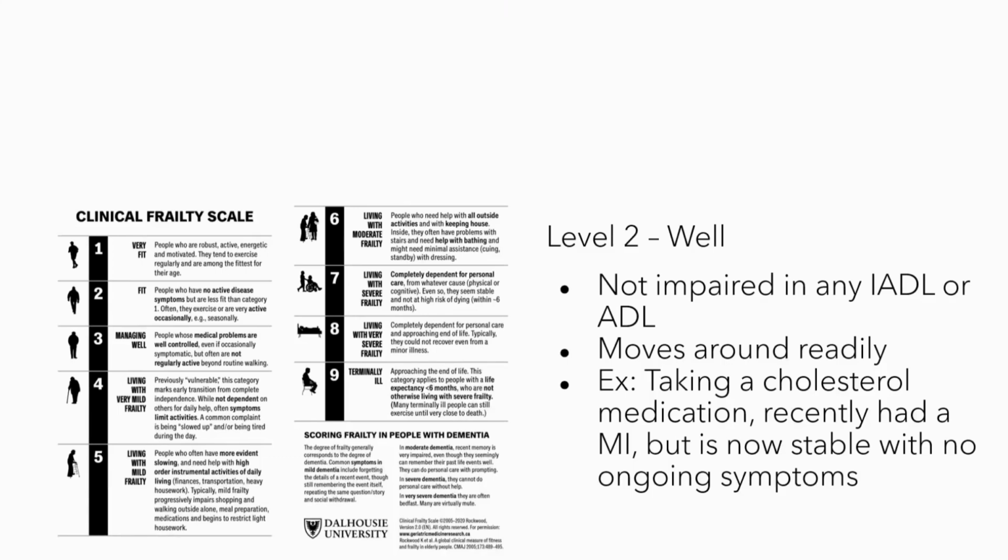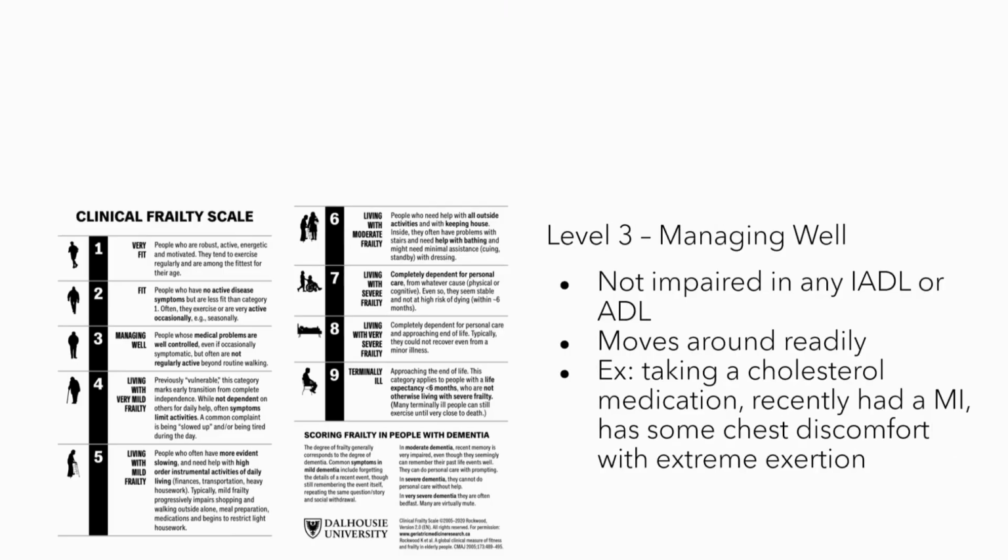So maybe they're exercising occasionally or seasonally, but they're not consistently active all year round. But again, they are still totally independent with their IADLs and their BADLs. Your level three, these are people who are managing well. They're not impaired in their function, but they're not regularly active either.